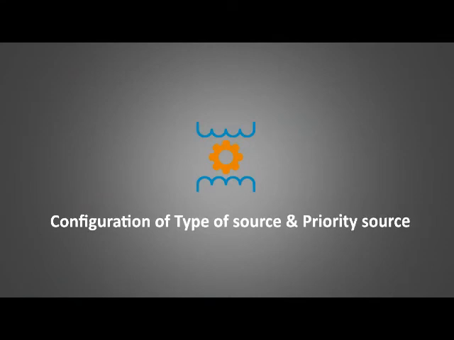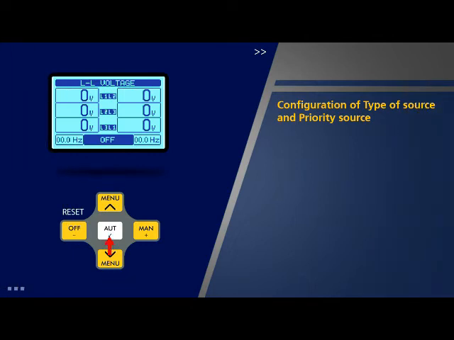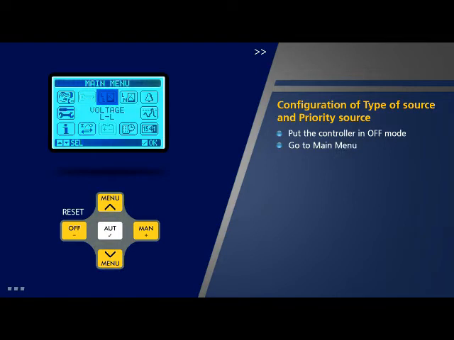Configuration of type of source and priority source. The method for configuration of the type of source, that is utility or DG, is as follows. Put the controller in off mode. Go to main menu. Scroll to setup menu and press OK.